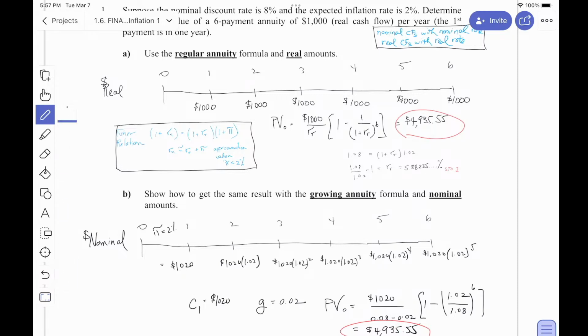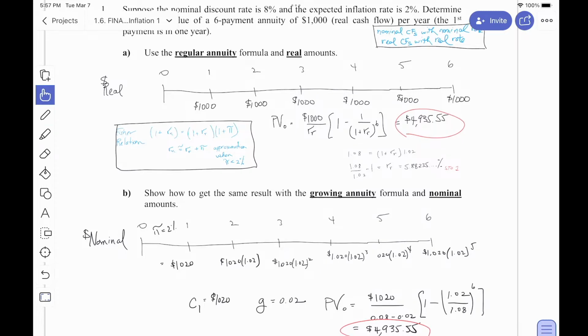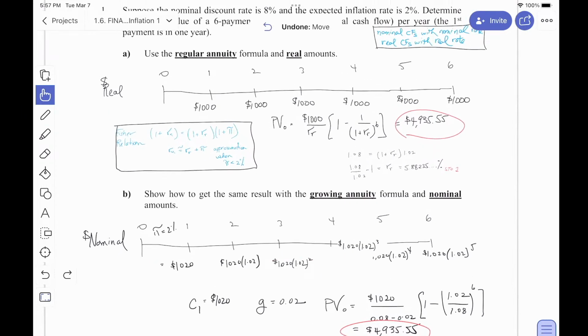So even though I didn't spell it out here, what you have is a relationship between nominal and real cash flows as well. So I'll make that an extra equation or relationship you need to take from here.